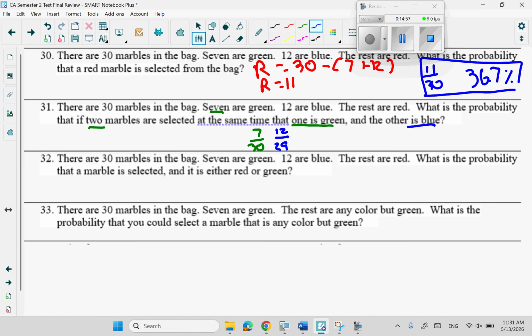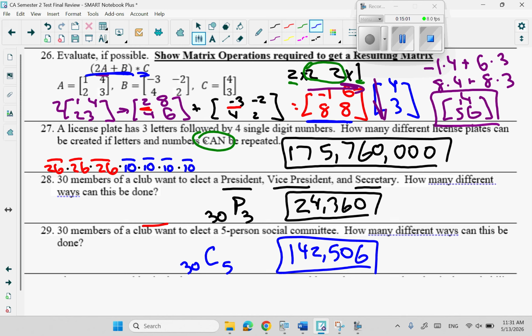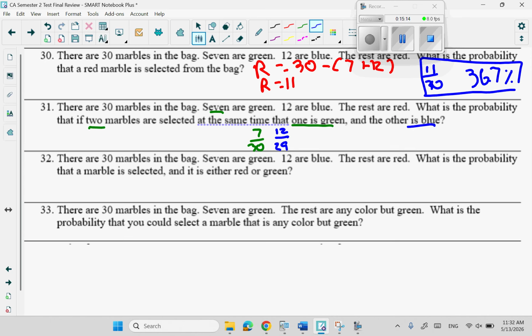It'd be 29. Just like if I go back a slide here, if I could not repeat these letters, this 26 would turn into 25 right here, or this 10 would turn into 9, 8, and 7. So be very careful on what's being presented.